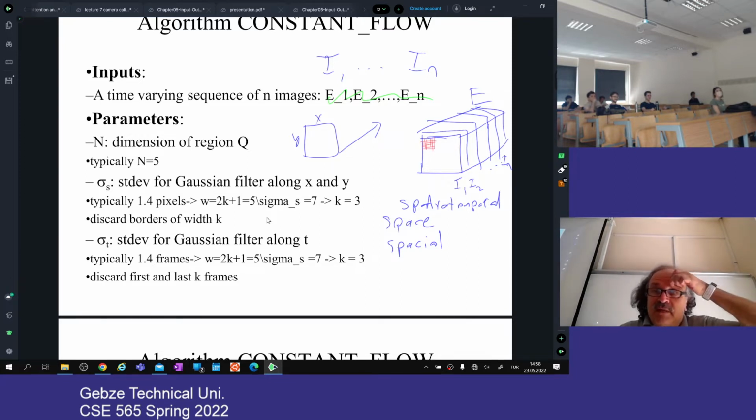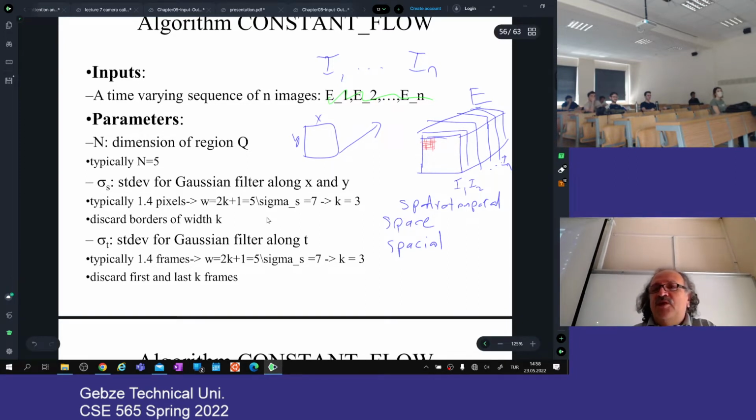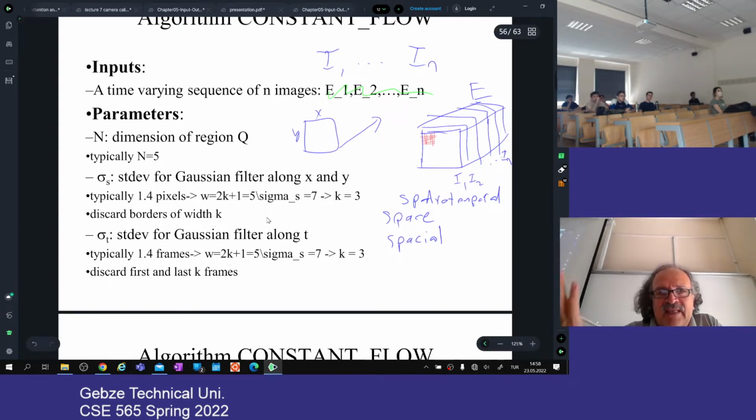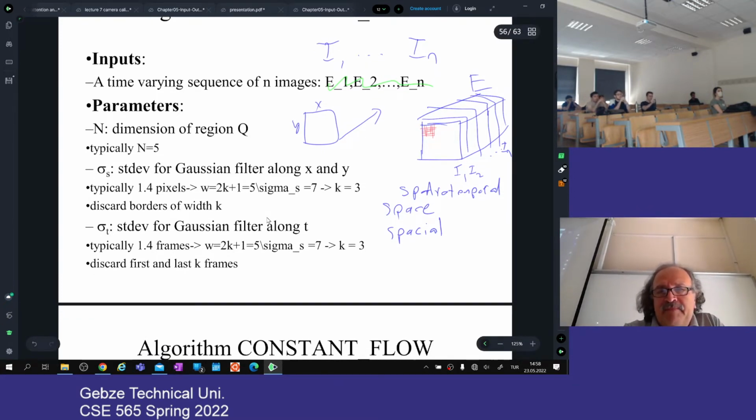Okay, so this is a 3-dimensional representation of image plus time. I am going to use two smoothing steps. One is for the XY smoothing, sigma s. The other is sigma t for the time dimension smoothing. Typically, 1.4 pixels is the width of the smoothing kernel, and sigma is chosen as some value. Okay, so sigma s and sigma t.